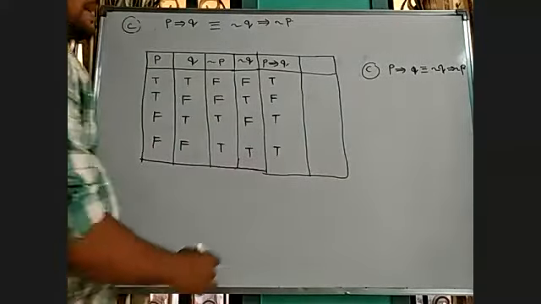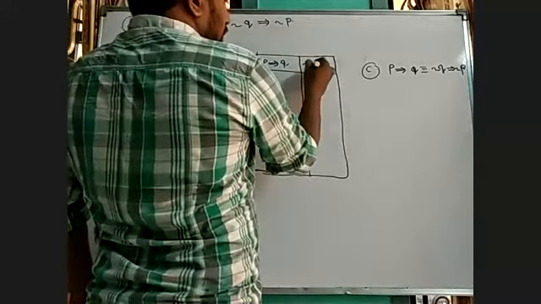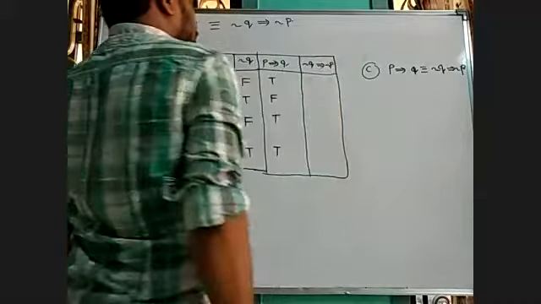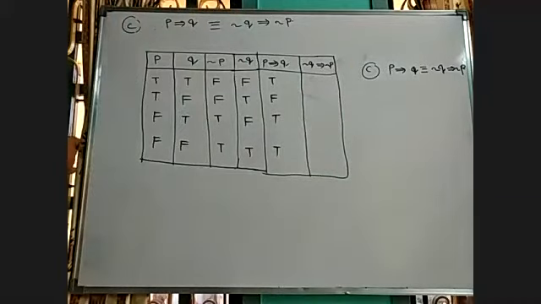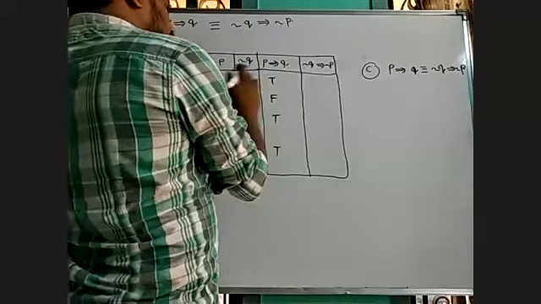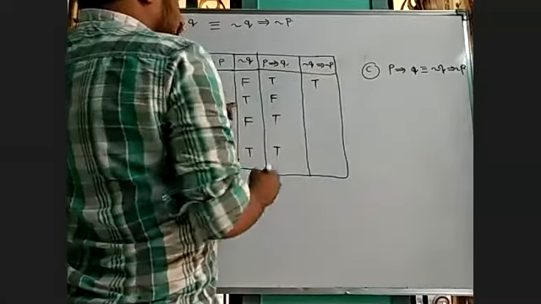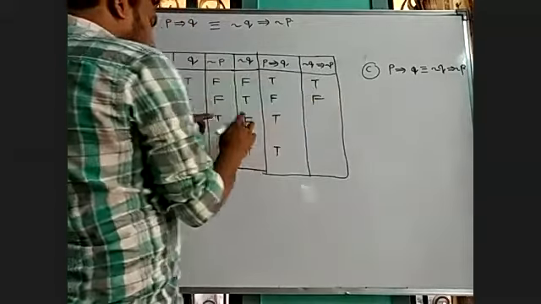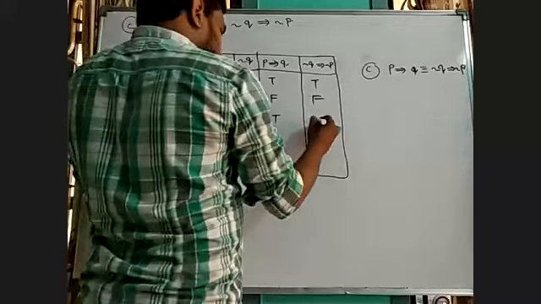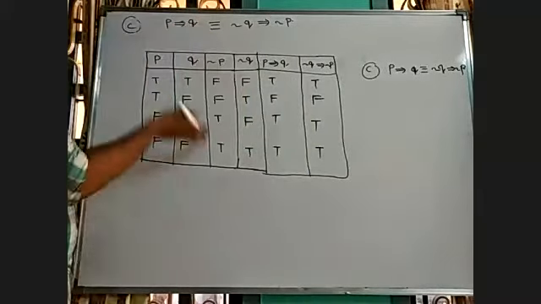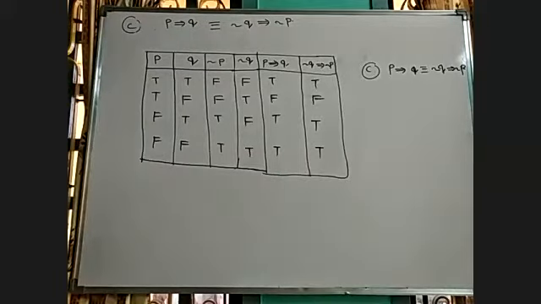Next, negation of Q, negation of P. False false gives true. True false gives false. False true gives true. True true gives true. They both are logically equivalent.